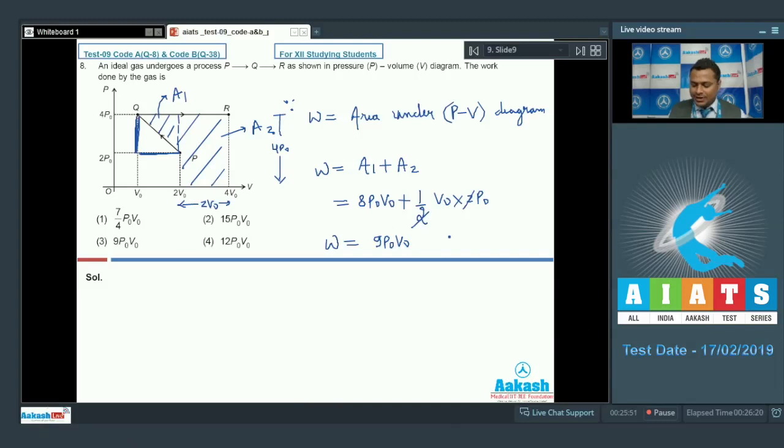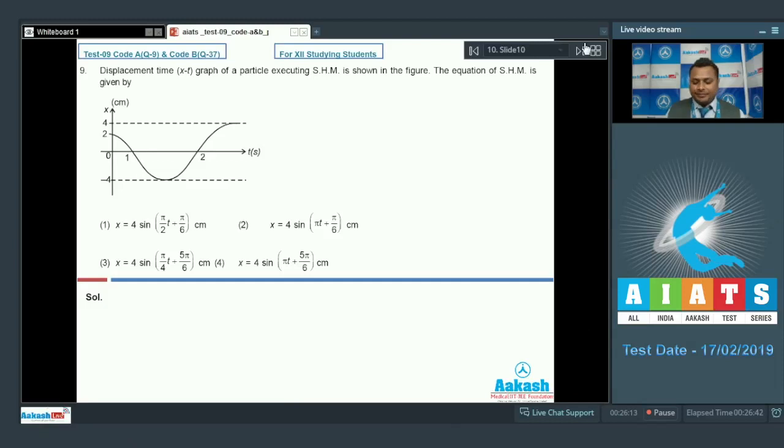And if we see the options, we'll find that option number 3 is absolutely correct. So we go with option number 3. Now let us proceed to question number 9. The displacement-time x-t graph of a particle executing simple harmonic motion (SHM) is shown in the figure. The equation of SHM will be what?